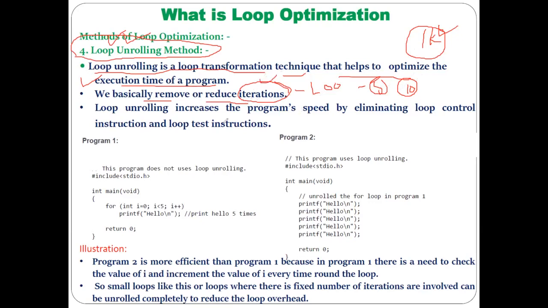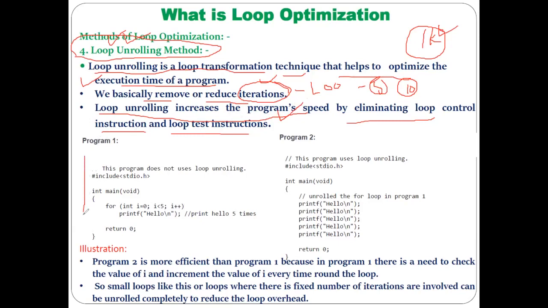Okay, what is the reason? Let's see. Loop unrolling increases the program speed by eliminating the loop control instruction and the loop test instruction. Okay, means if in some program code a loop is utilized, then removing or reducing that loop is called loop unrolling. Because of that, the number of iterations will be reduced and program speed can be improved. But it is recommended only when the number of iterations is very small, up to 10 or up to 5.